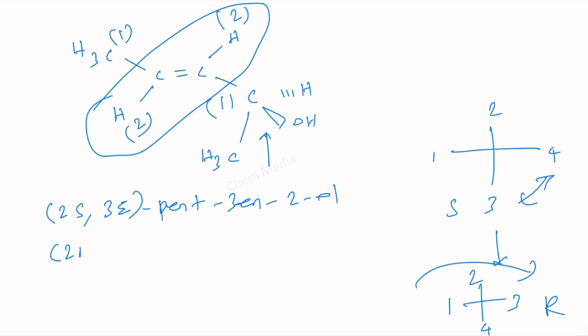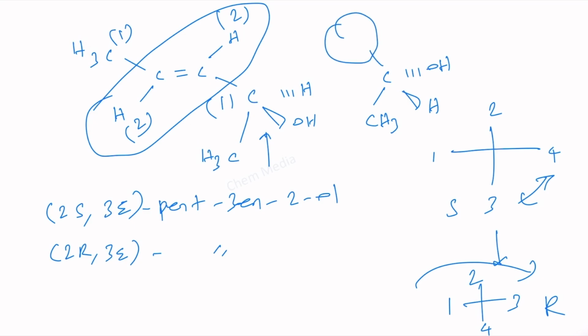Now, we can also get 2R,3E, pent-3-en-2-ol, once we consider that the OH is behind us and the hydrogen is towards us and then the methyl group here and then whatever the rest here. On the contrary, once you put both the hydrogen atoms on the same side, then we can get 3Z 2R, that is another isomer. We can also get 2S 3Z pent-3-en-2-ol. That's why 4 isomers here.